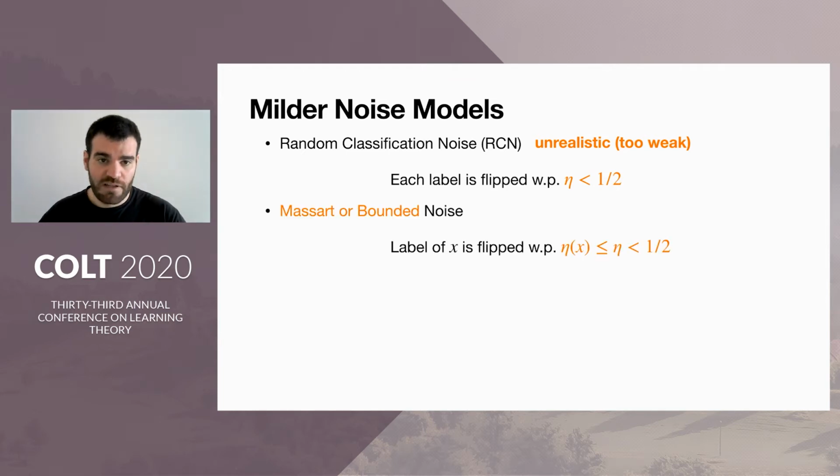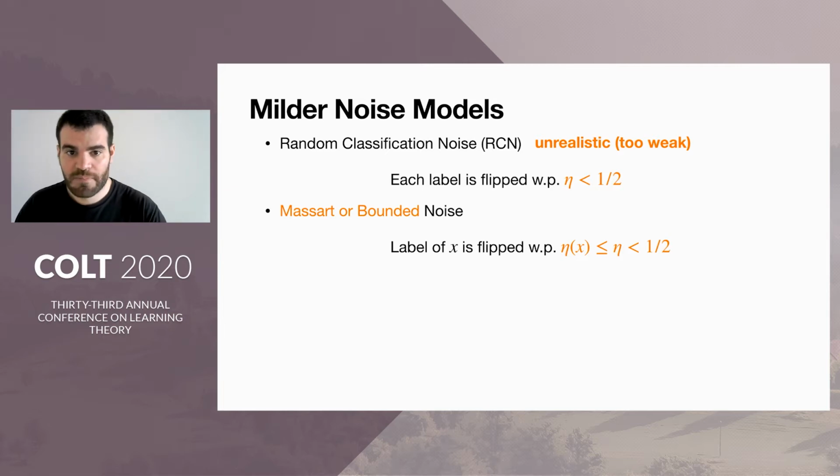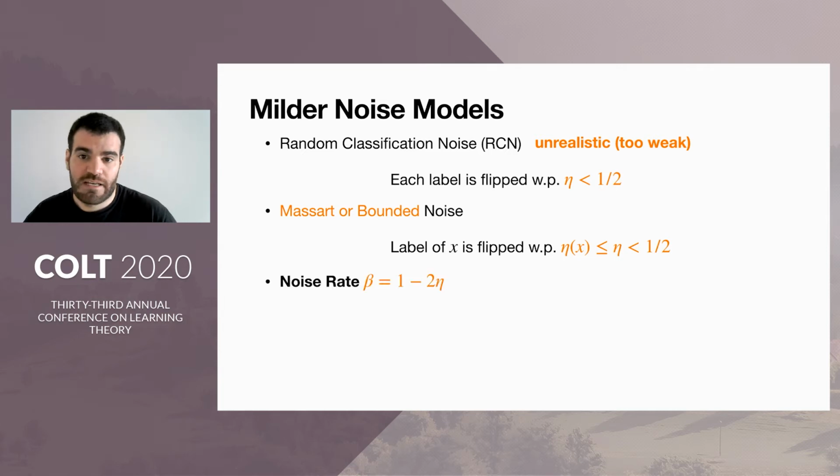Another model that is much more interesting than the random classification noise model, but still easier than the adversarial label noise, is the Massart or bounded noise model. Now the assumption is that the label of point x is flipped with some probability eta of x. The only thing that we know now is an upper bound eta on this function eta of x. This problem becomes harder as this upper bound eta gets closer to 1/2, or equivalently as this noise rate beta gets closer to 0.